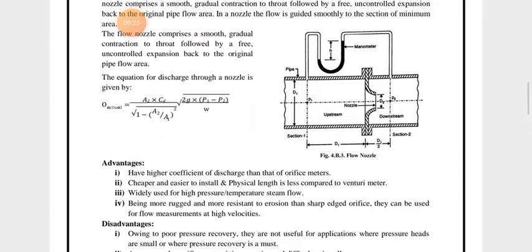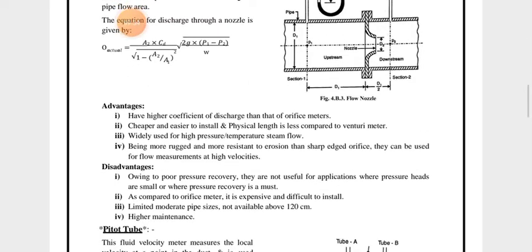being more rugged and more resistant to erosion than the sharp edged orifice, because in the case of the orifice we know that only a flat plate is there having a central hole, so because of that the sharp edges are there. But in the case of the nozzle there is a smooth and gradual contraction to the throat. So they can be used for flow measurement at high velocity also.